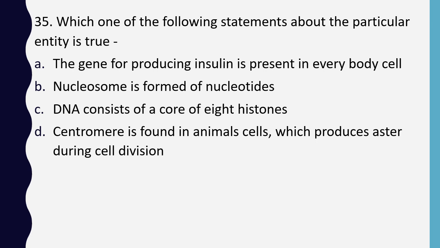Question number 35. Which one of the following statements about the particular entity is true? Gene for producing insulin is present in every body cell. Nucleosome is formed of nucleotides. DNA consists of core of 8 histones. Centromere is found in animal cells which produces aster during cell division. Which one of the following statement about a particular entity is true? Correct answer is option A. Gene for producing insulin is present in every body cell.